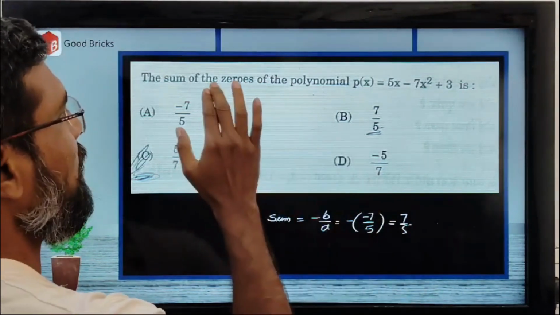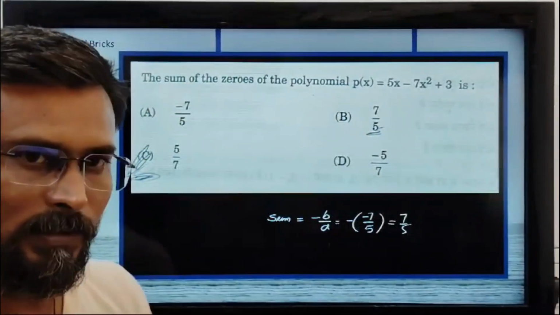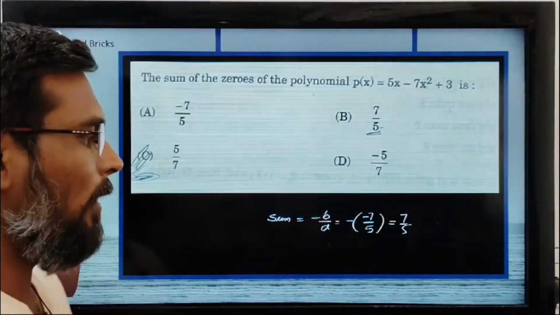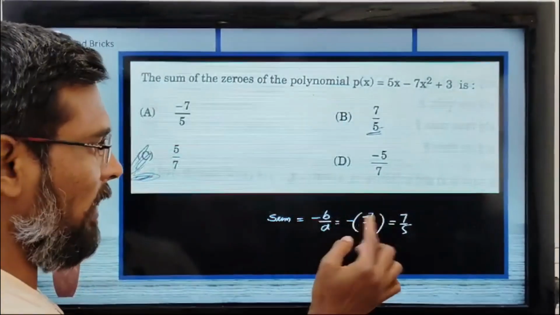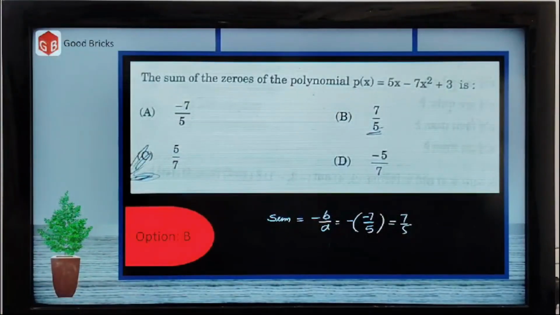Next, they have given this quadratic polynomial and they are asking us to find the sum of the zeros. To calculate the sum of the zeros, minus b by a is the formula. B value is minus 7, a value is 5. Minus into minus is plus 7 by 5. So we have to select option B for this question.